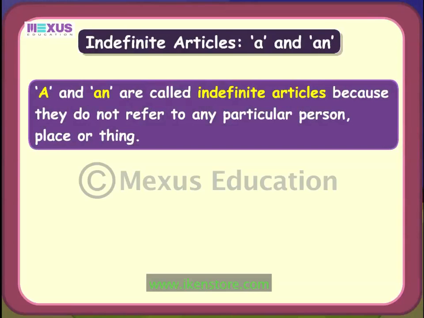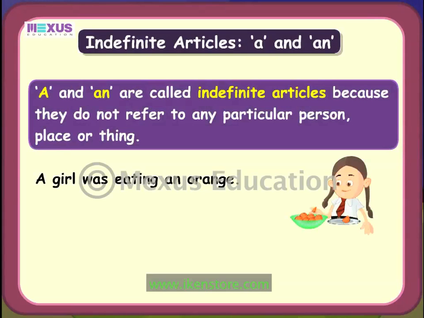So when we say a girl was eating an orange, we are not referring to any particular girl or any particular orange. So the indefinite article a has been used here before girl, and the indefinite article an has been used here before orange. Now let's go find out how Zizi and Fleck are doing.